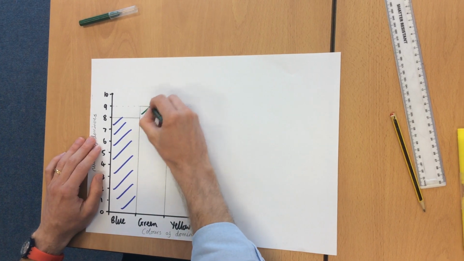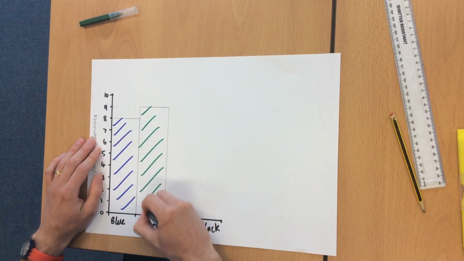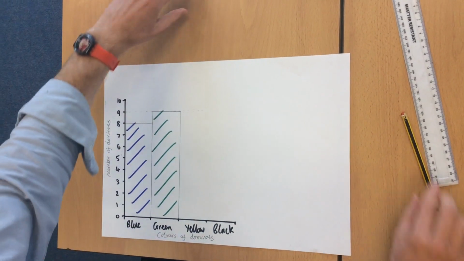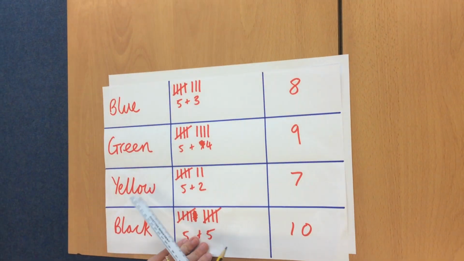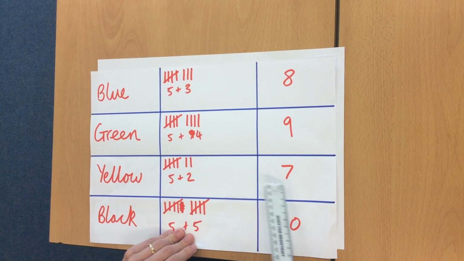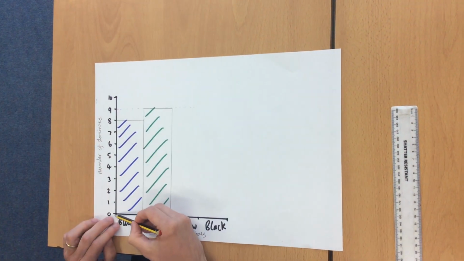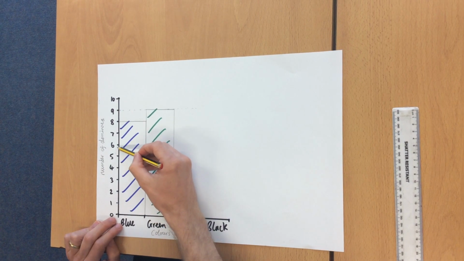But this is for green, so I'm going to colour this bar chart green. Right, next I've got yellow. Right now we're really rocking and rolling here. Yellow I had a tally of 5 and 2, which makes 7. Right, so I'm going to go to 7 on my y-axis. 0, 1, 2, 3, 4, 5, 6, 7.